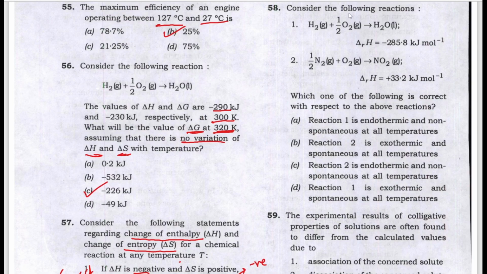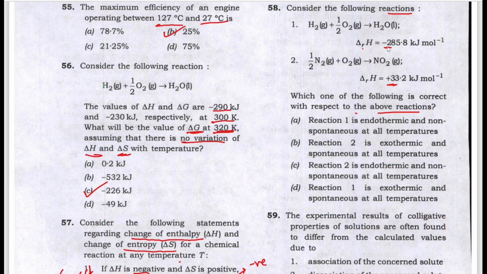Now in the next question, consider the following reactions. Okay, they are providing two reactions. One has a change in enthalpy with a negative sign and one has a positive. Which one of the following is correct with respect to the above reactions? Reaction 1 is endothermic, 2 is exothermic; 2 is endothermic and 1 is exothermic and spontaneous at all temperatures. Okay. So we have to find that.